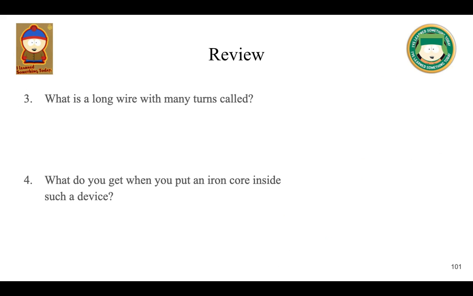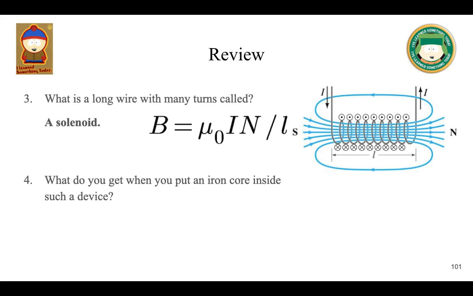So what is it called when you have a long wire with many turns? Some people would call them loops. You should call them turns. These things are called solenoids. And here's your formula for the magnetic field created by a solenoid. B is equal to mu sub naught, this constant, the permeability of free space, times I, the current going through the solenoid, times N, the number of turns in the solenoid, divided by L.